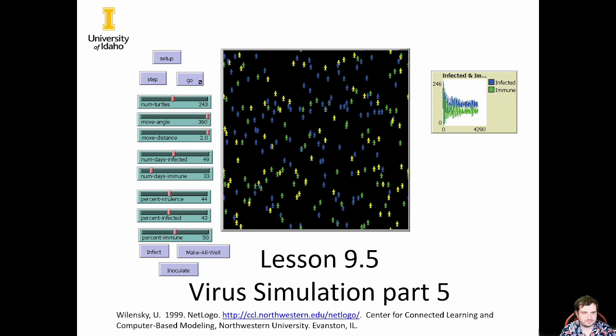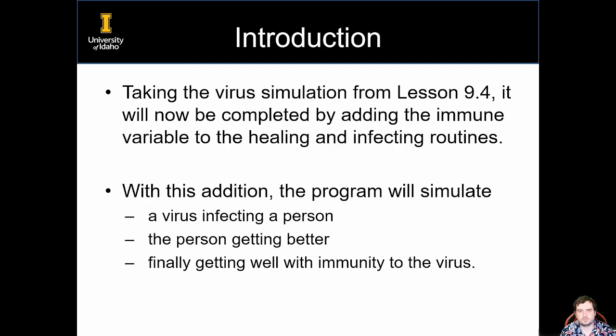In general, this should be what our program looks like right now. We'll just keep working on it though. So we're going to add in this immune variable as well as add in our healing and infecting routines. Last time we disabled the healing and infecting to make things work a little better for us, but we're going to get into this now. We're going to make it so that this program can simulate a virus infecting a person, the person getting better, and getting immunity from the virus for at least a set period of time.